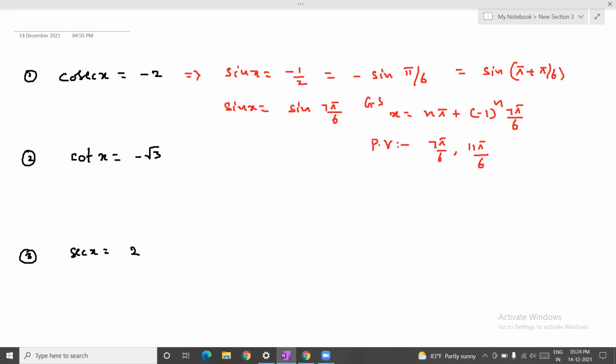Same as cot x is equal to -√3. So here tan x will become -1/√3. So what will I get? This is minus tan pi by 6. This will be tan of pi plus pi by 6. Sorry, pi by 2 plus pi by 6. Not pi plus pi by 6, because pi by 2 plus pi by 6 is right. So what is the answer? This will be how much?